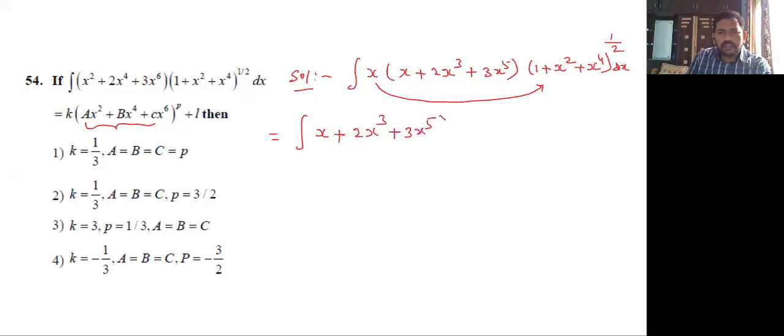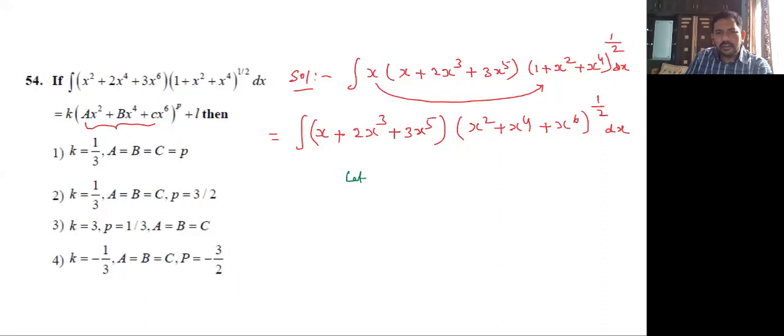So now I am writing the first term, 3x power 5. The outside x going inside the root will change to x square, or not? Multiply with x square now. x square, x power 4, x power 6, whole power 1 by 2 dx. See the question on the right hand side. x square, x power 4, x power 6 came or not? That means the ABC values are equal to what? We don't know. Now we want to observe that.